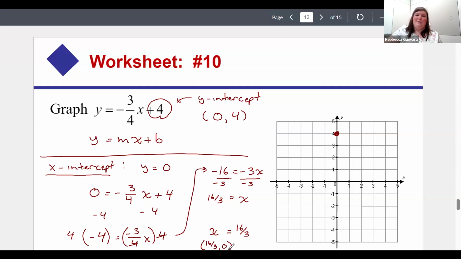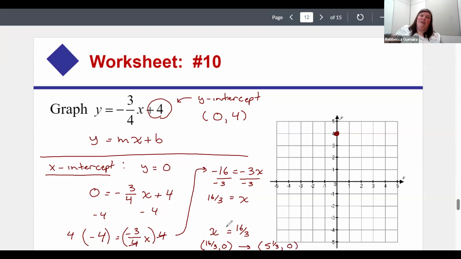All right. So 16/3, you could do this in a calculator probably. Depending on what your calculator is, you should end up with 5.3 repeating. Well, that's just 5 1/3. So that's the point (5 1/3, 0).